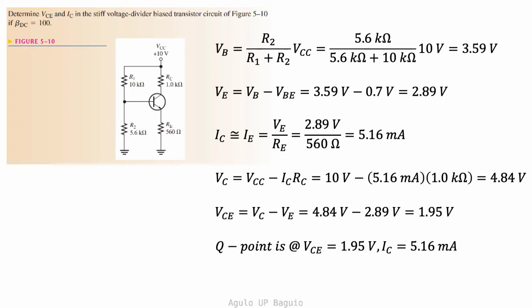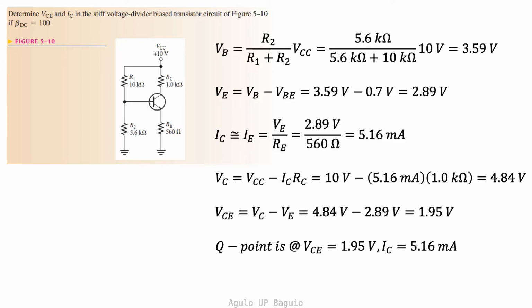Now, from here, we already have one of the coordinates of the Q point. To solve for the collector voltage, we take the difference between VCC and the voltage across the collector resistor, which is ICRC. VC then is equal to 4.84 volts.